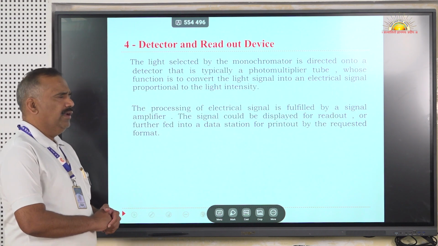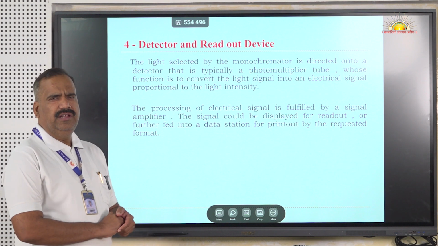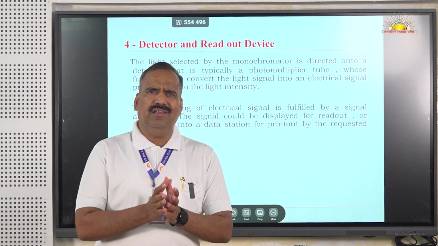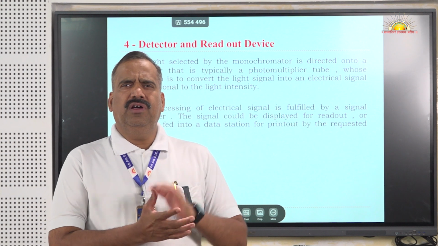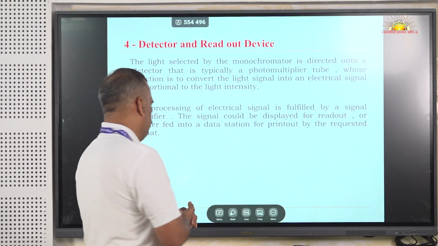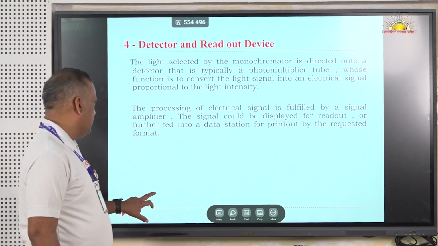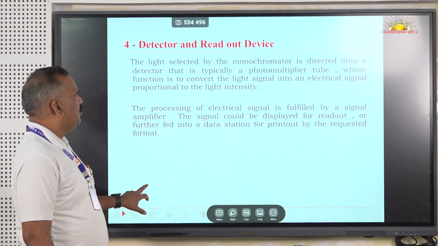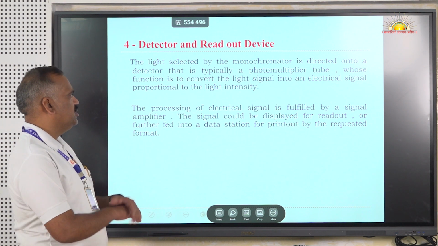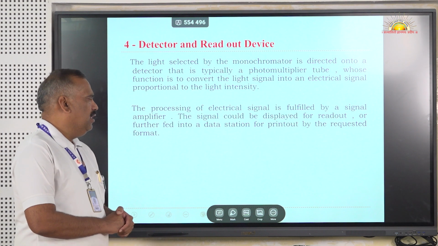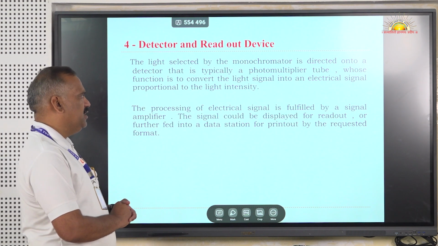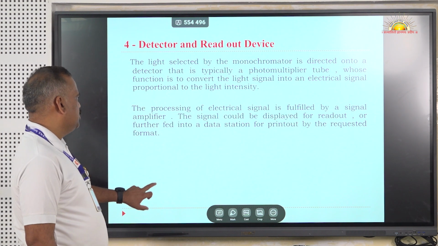Then this is the detector and readout system. Generally the role of the detector is to detect the signals given from the atomic form of the sample. Then the electrical signal is processed by a signal amplifier, and the signal can be displayed on the readout system.